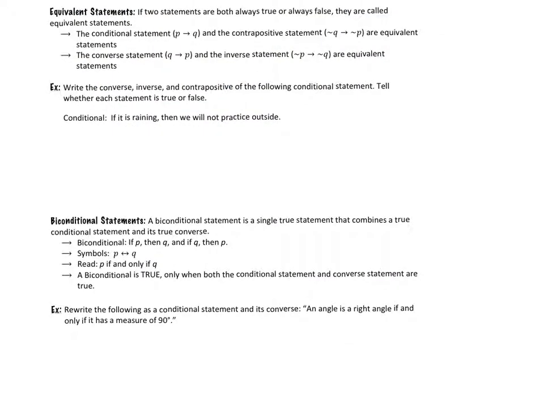As you may have noticed in those last two examples, the conditional statement and the contrapositive have the same truth value in both cases. So those are equivalent statements. So they are both always true or always false. Another set of equivalent statements are the converse and the inverse statement. Those are also equivalent statements to each other.